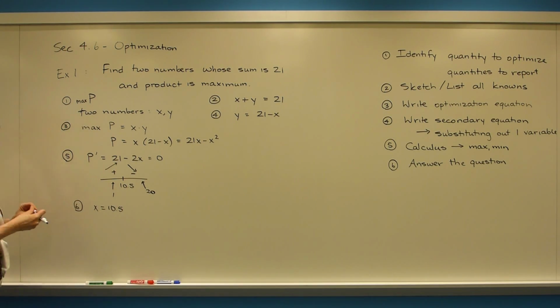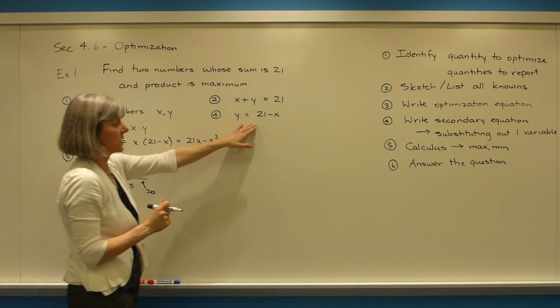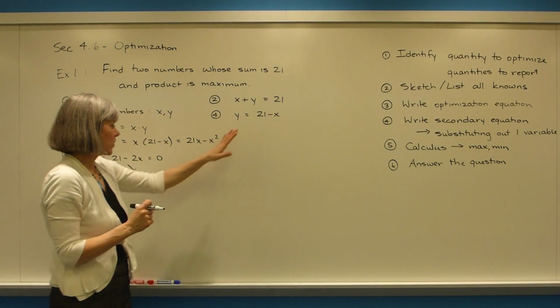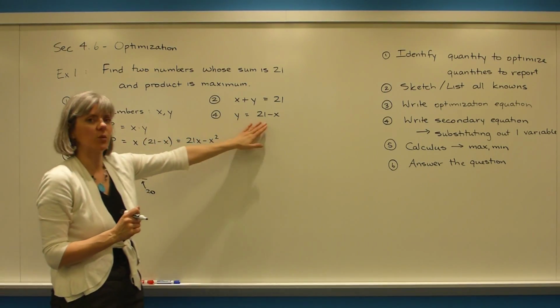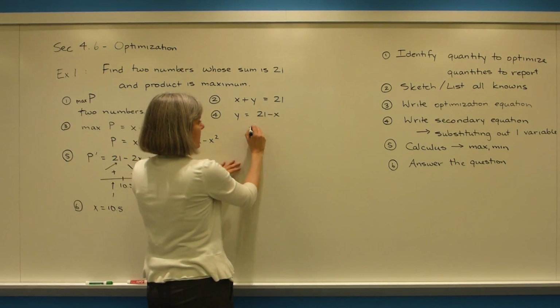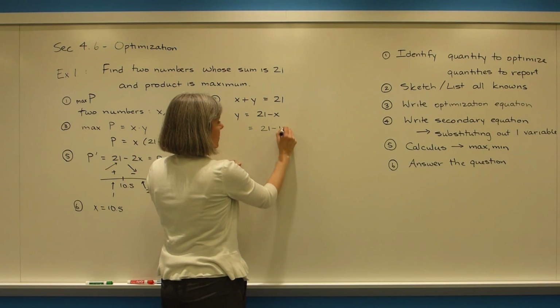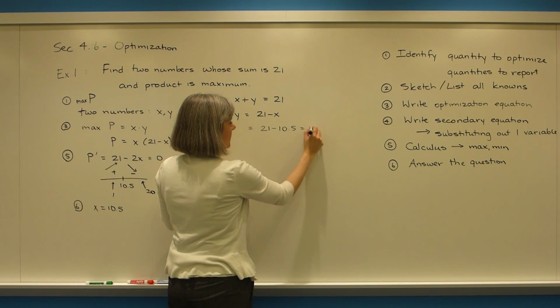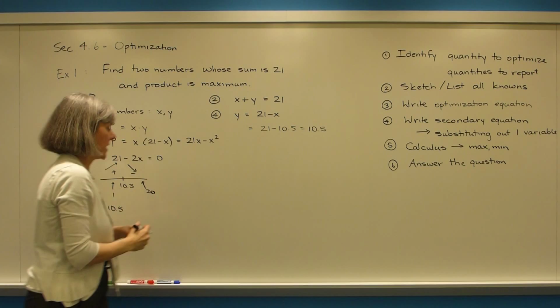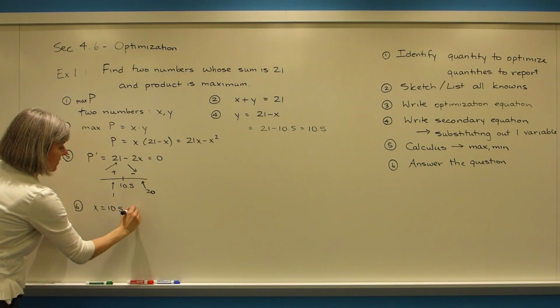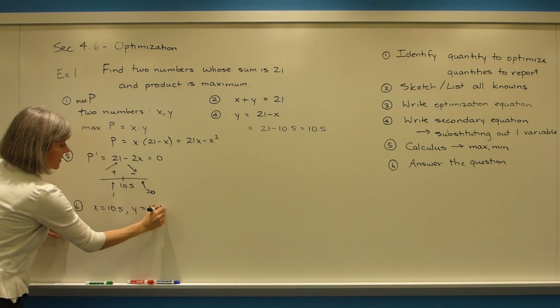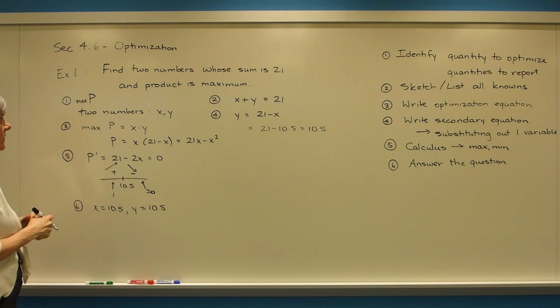Is that my final answer? I needed to report two numbers. So I need to go back over here. This one that you solved for the substitution is the best one to go back into to find your other value. So 21 minus 10.5, 10.5 again. So really I have X equals 10.5 and Y equals 10.5.